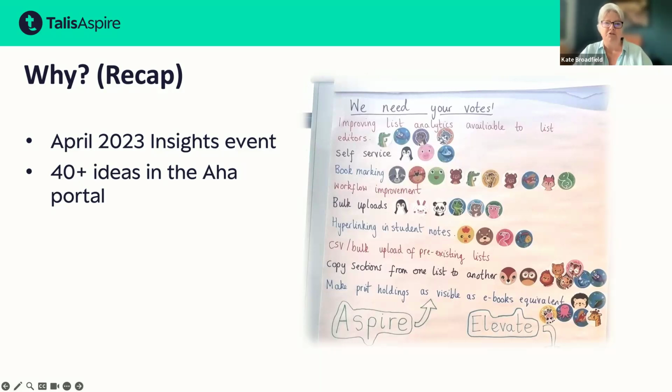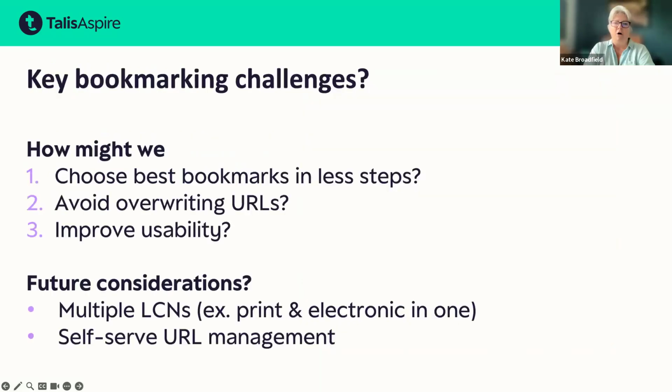So what challenges did we end up with out of those 40 ideas? It all boiled down to these main things. How could we help your academics choose the best bookmarks in the least amount of steps? Quick, boom, boom, boom. How can we avoid overwriting the URLs? Because you all have very different needs. Some want open URLs, some want right out of the library. I will show you more on this later. And then overall, how can we fix the edit form so it's a lot more usable, more friendly?